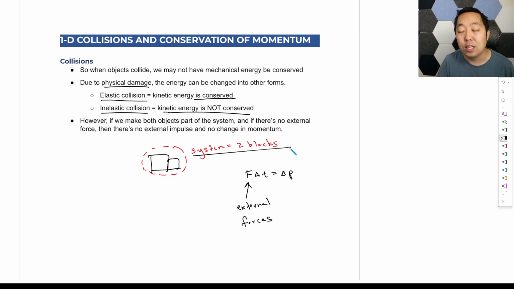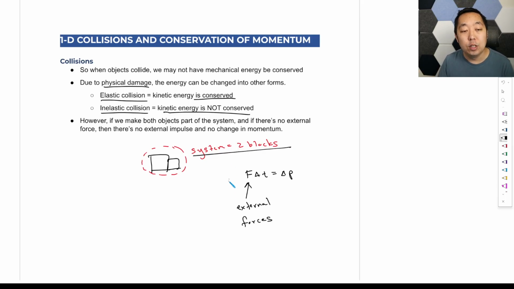So the system is super important when we're defining it. And very often in a collision, we will define both objects to be part of the system, precisely because we don't have to worry about what the interaction is doing. That's now internal to the system, and we just focus on everything outside of that.